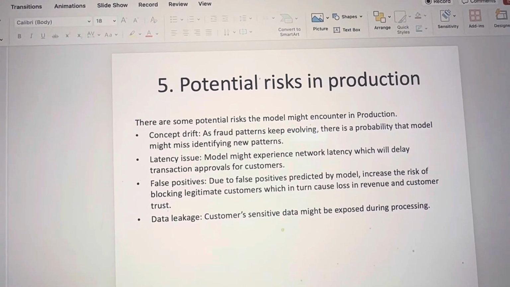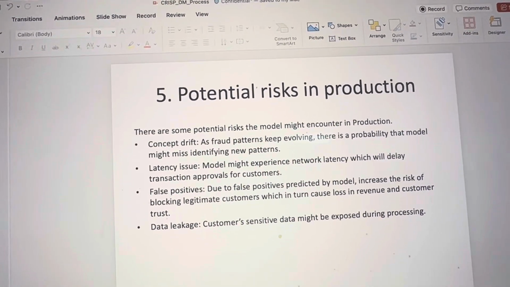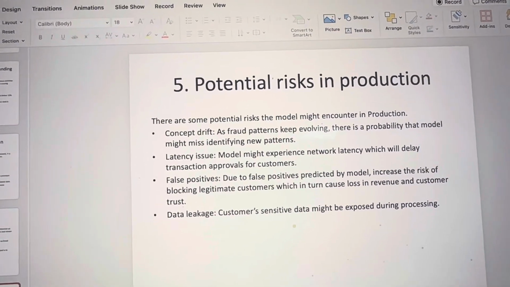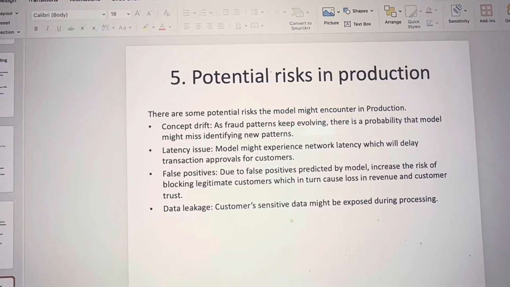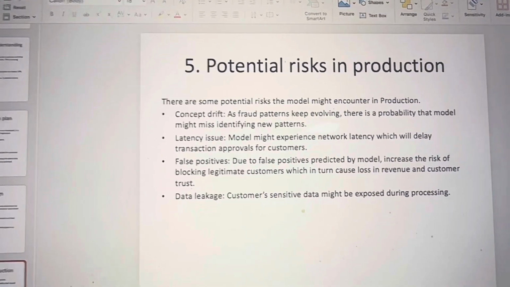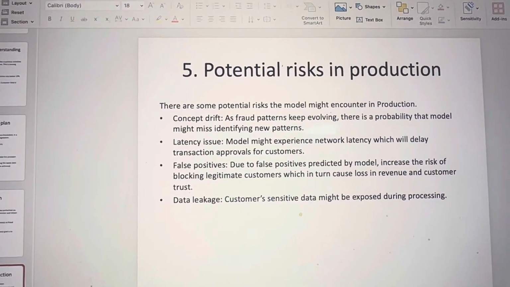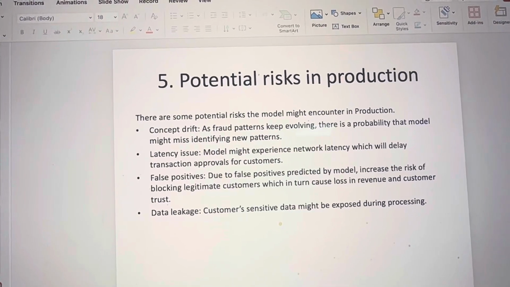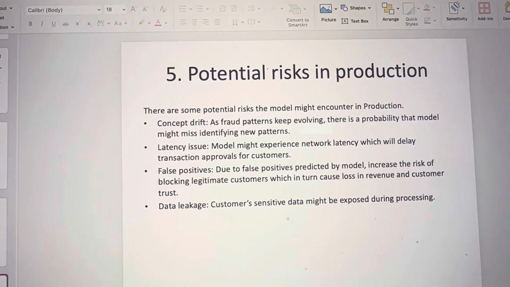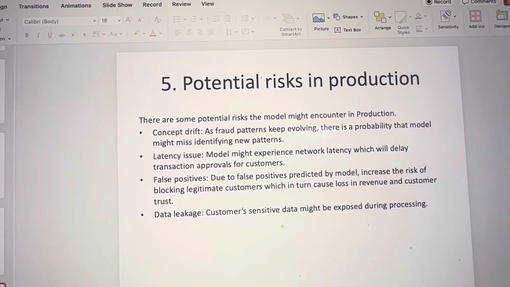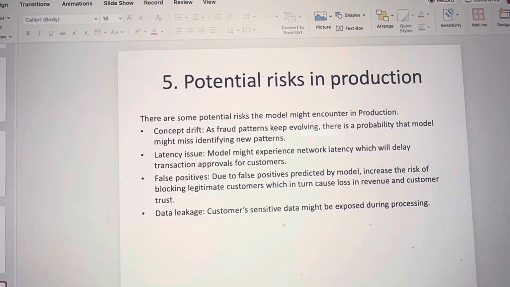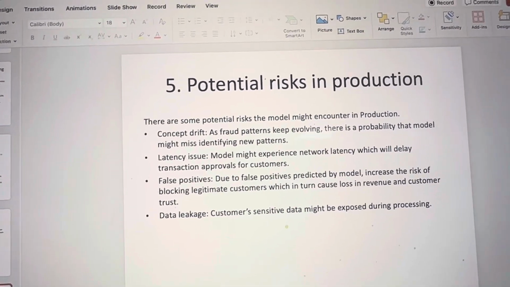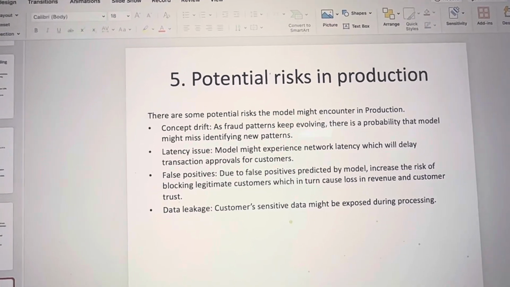The model might experience network latency, which will delay the transaction approvals. For customers, if there is any latency, the transaction will be on hold, and this will cause delay in transaction approvals. And false positives: if there are increasing false positives predicted by the model, this will increase the risk of legitimate customers being blocked by the employees, which in turn will cause loss in revenue and also loss of trust. And data leakage: as I mentioned, the customer's data is very sensitive, it is PII, and has to be protected and not exposed during processing.